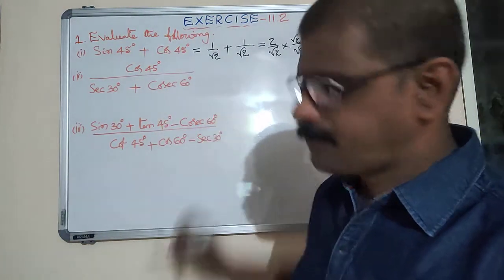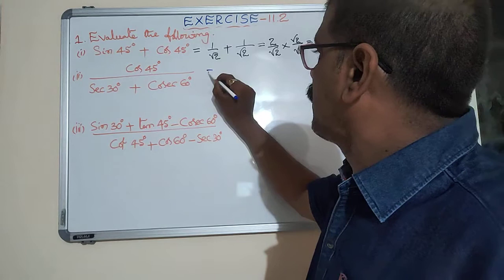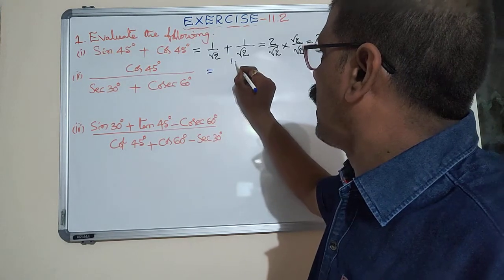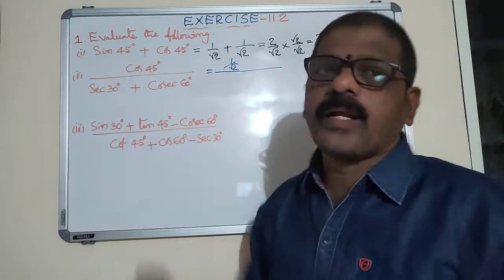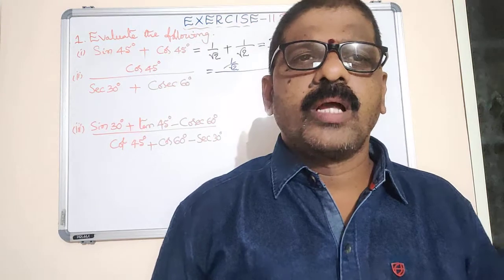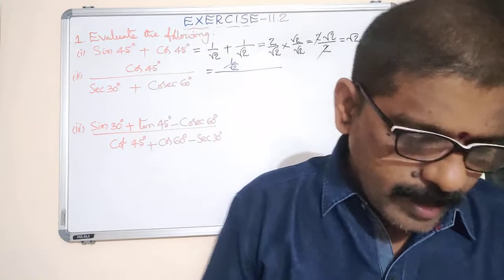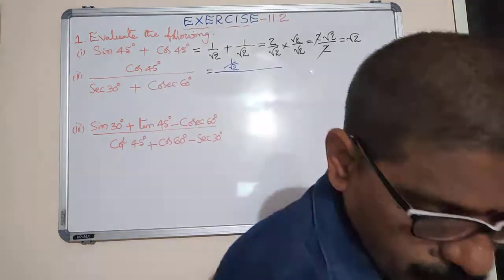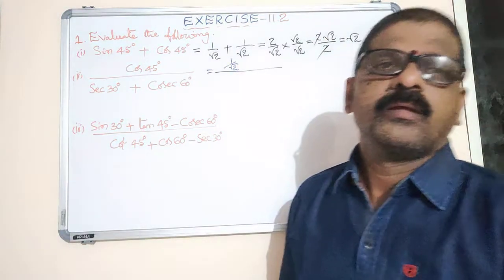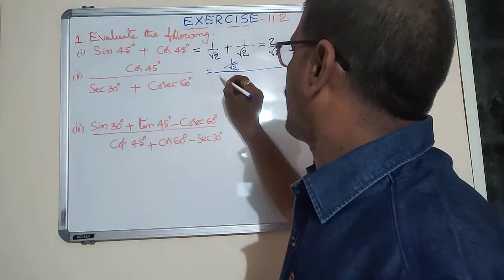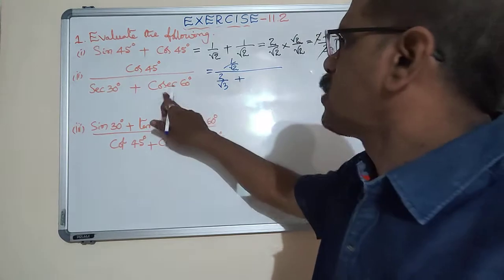That is equal to, cos 45 value is 1 by root 2, whole by secant 30. We know that the reciprocal of cos 30 is secant 30. Now what is the value of cos 30? Cos 30 value is root 3 by 2. Now secant 30 value is 2 by root 3. Now we can write 2 by root 3 plus cosecant 60.